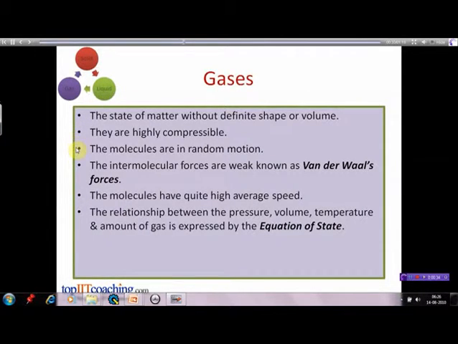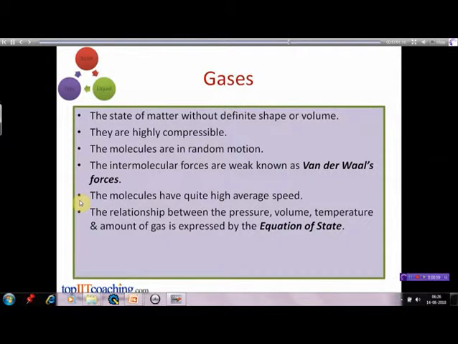The molecules of a gas are in random motion. The average distance between the molecules in a gas is large. That's why they have weaker intermolecular forces, which we call van der Waals forces, and the average molecular speed is high. With the increase in temperature, the average speed of the molecules increases and their kinetic energy goes up.